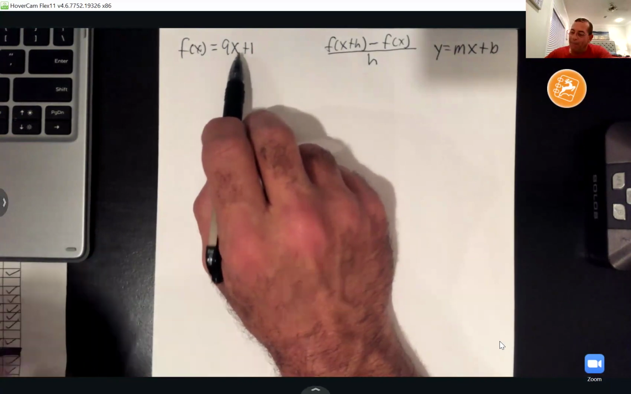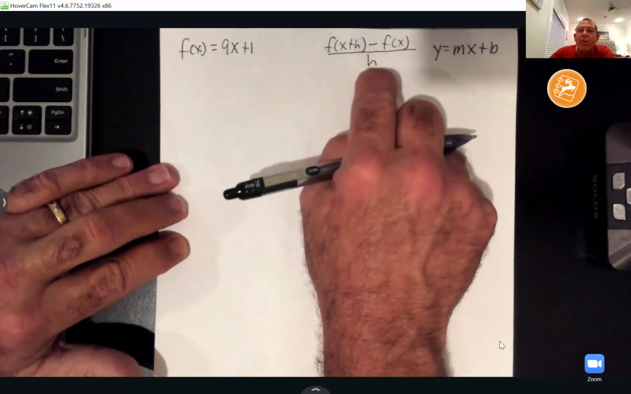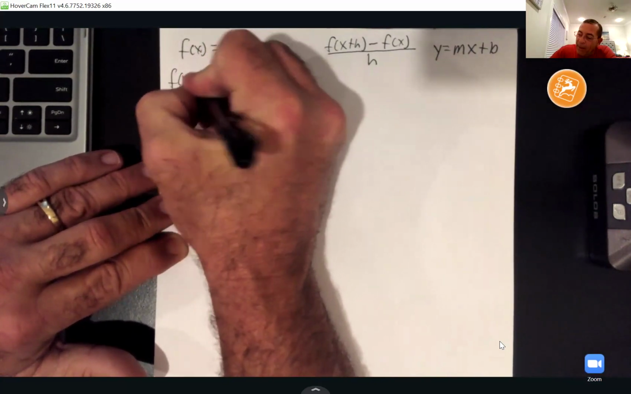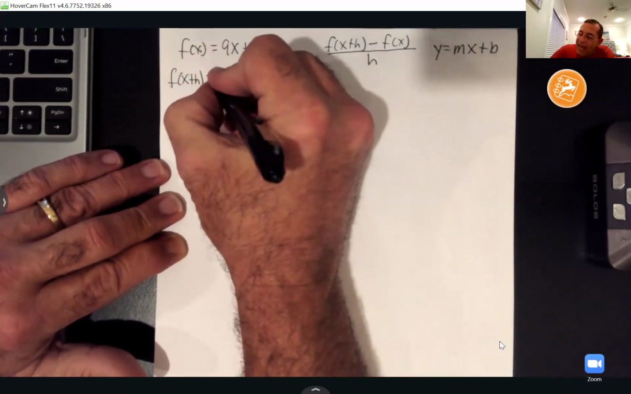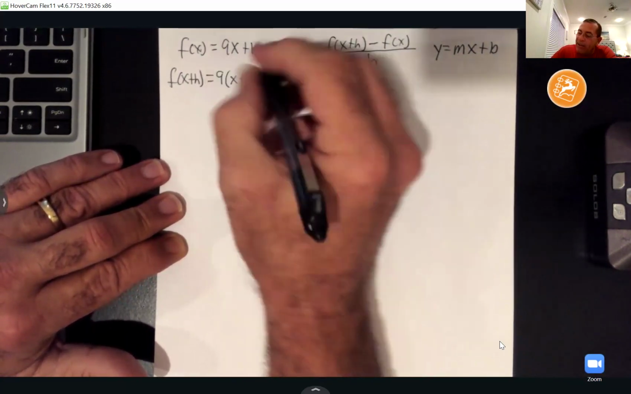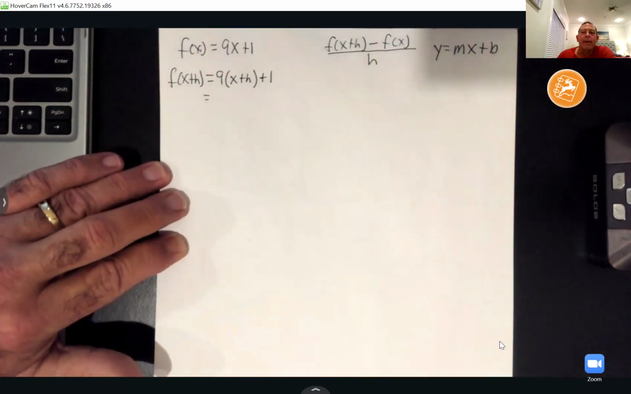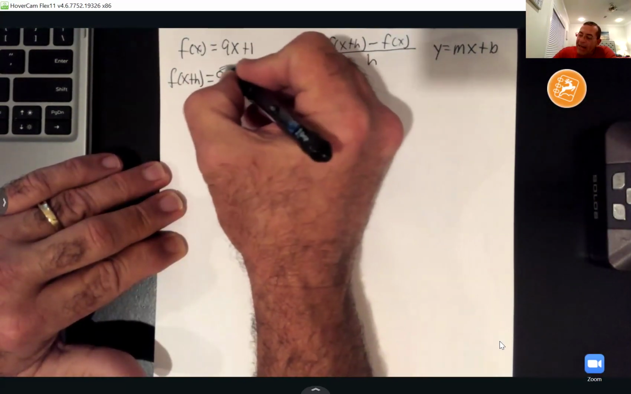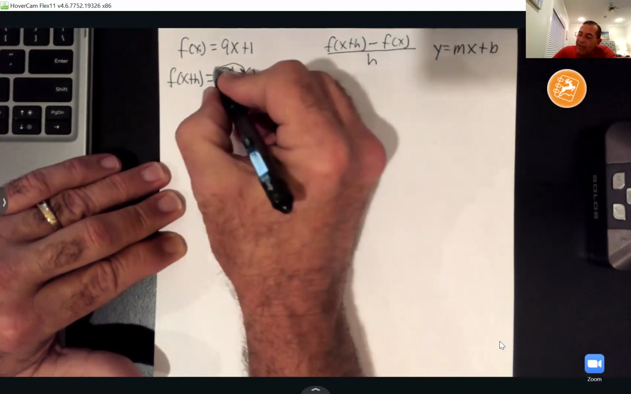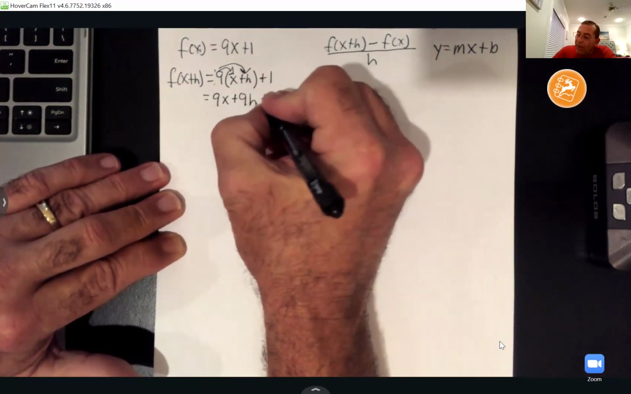All right, so remember, the first thing I got to find, they gave me f of x. The bottom's always h. So we got to find f of x plus h. So you're going to come down with your 9. You're going to put an x plus h in place of the x, and then your plus 1. All right, then you're going to distribute the 9. So you got 9 times x is 9x, plus 9 times h is 9h, and then bring down your plus 1.